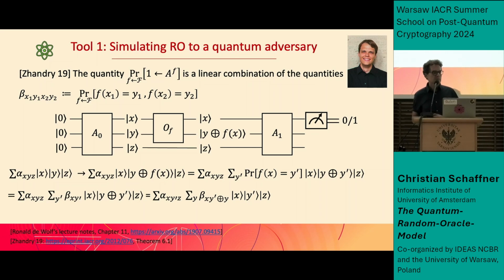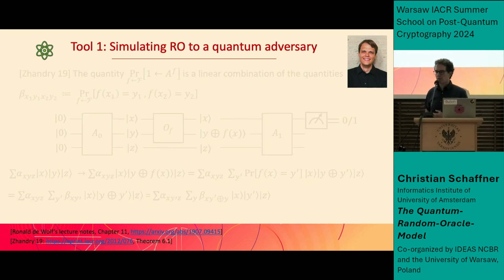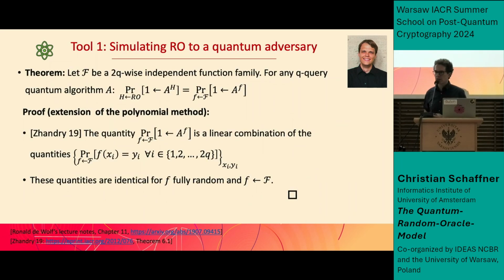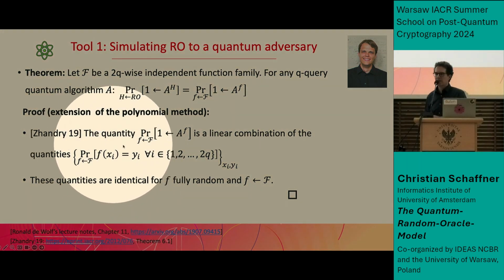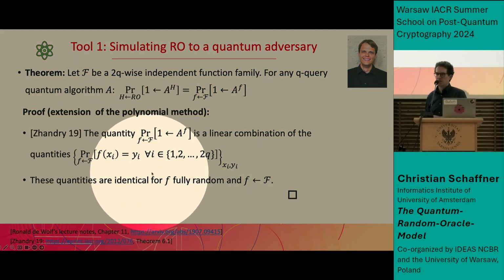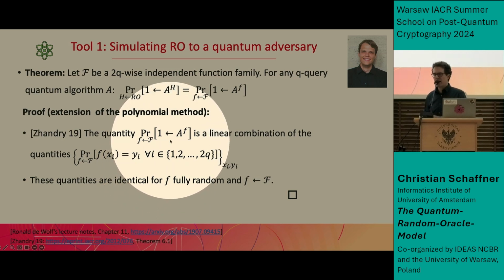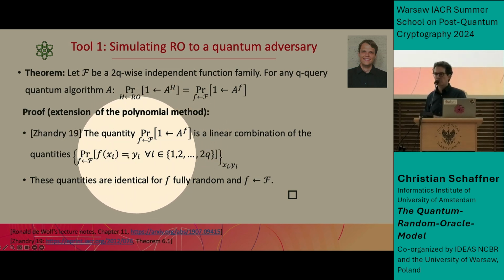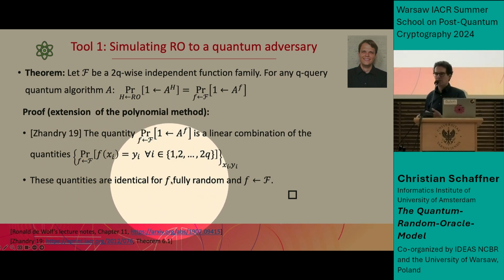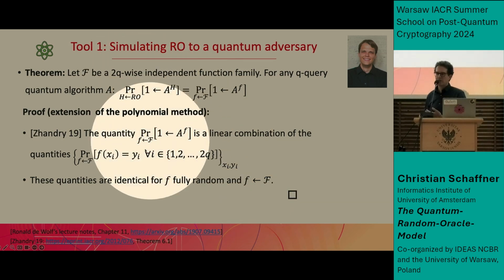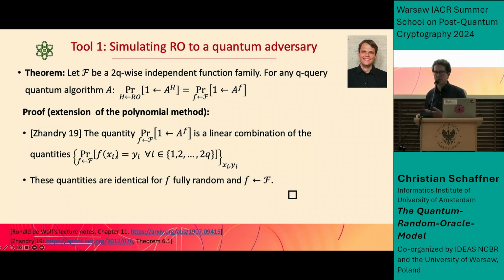Yep. All right. Okay, so I think this was the first trick. Just to recap again: if you have the lemma, then maybe now you have a better idea why this is the case. For every query you do, you get more of these probabilities involved. But if you choose f to be from a 2q-wise independent function family, then these probabilities are actually the same as in the case where f is picked fully at random. And that's why you can lazily sample a random oracle also to a quantum attacker.